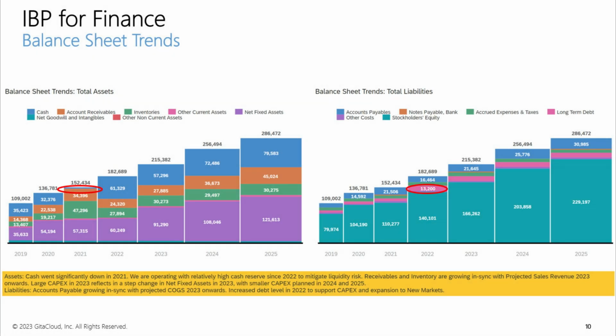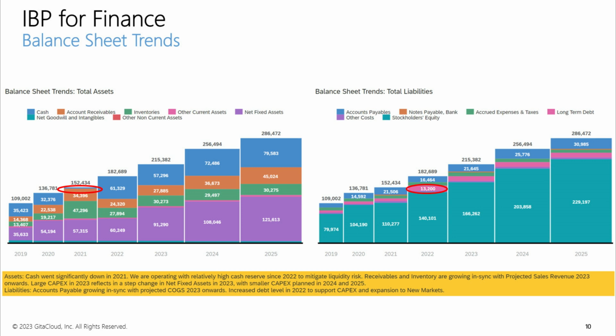See balance sheet trends across years in terms of assets and liabilities growth. We show the assets on the left side. Cash is represented by blue color. As you can see, cash went significantly down in 2021. We are operating with relatively high cash reserves since 2022 to mitigate liquidity risk.